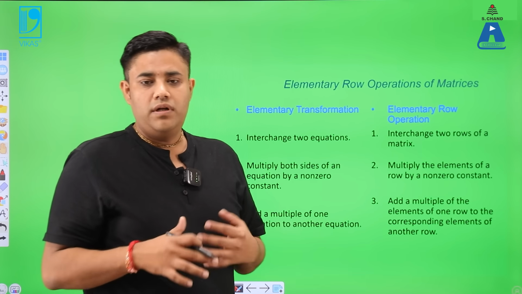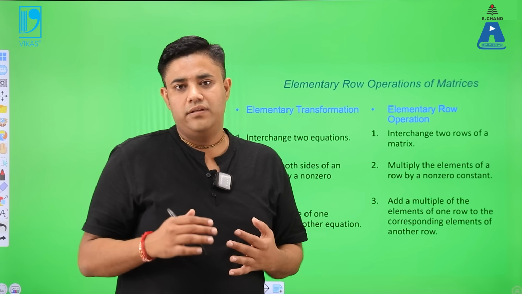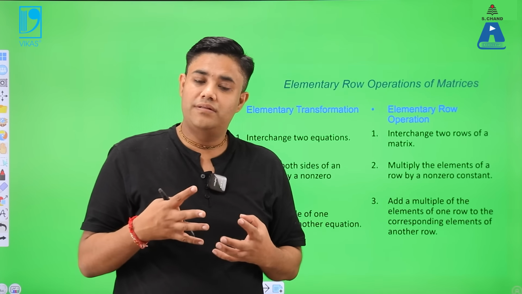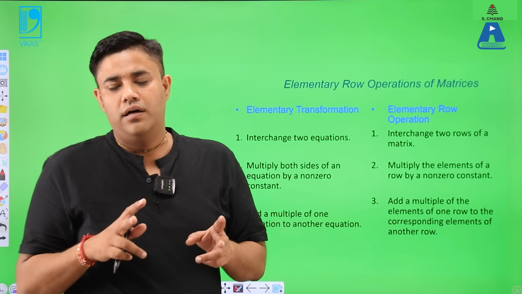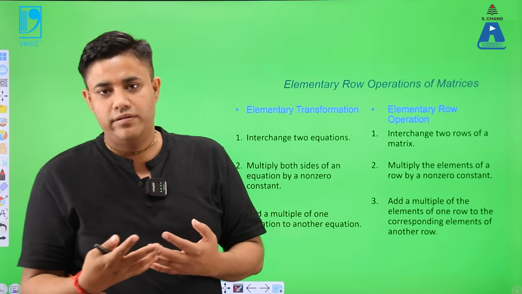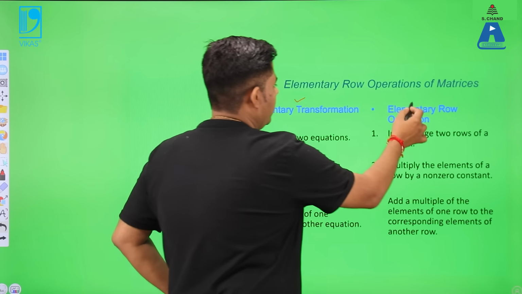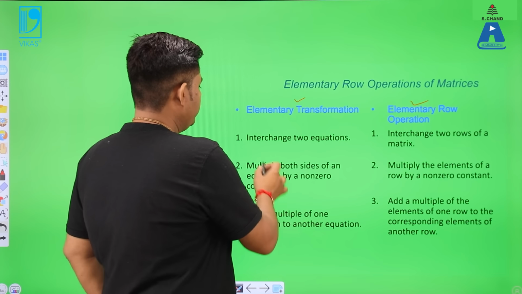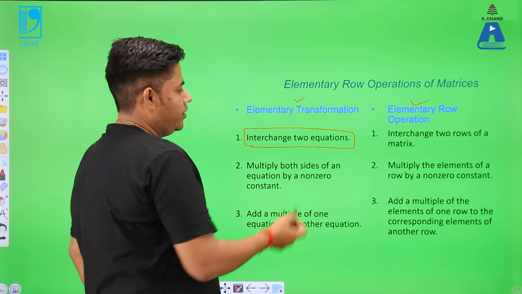Now, what I want is to link the normal set of equations, which is, let's say, the normal method of elimination or substitution, with the matrices. For that, I'll require certain transformations, and those transformations are basically called elementary transformations or elementary row transformations. So the elementary transformations are interchanging the two equations.